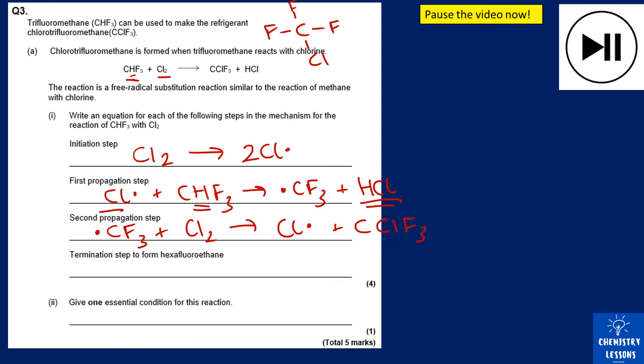And it wants a termination to form hexafluoroethane. What's hexafluoro? Hexa is 6, so it's going to be C2F6. How can I make C2F6? It will be a CF3 radical with a CF3 radical producing C2F6. What's the essential condition? Is UV light.